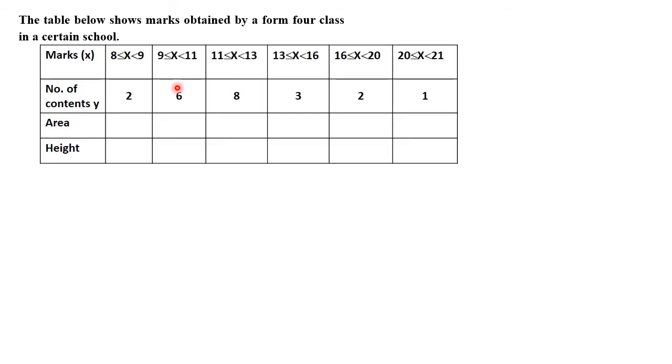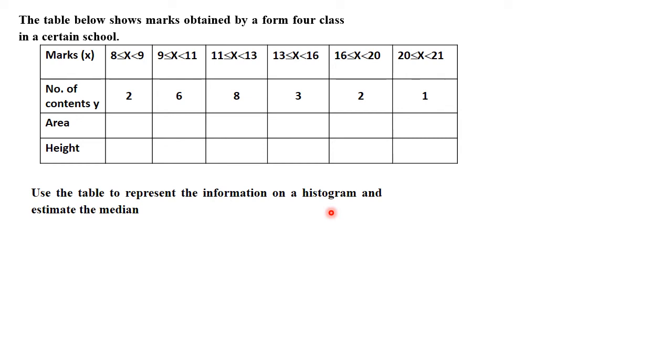Now, we are told the table below shows marks obtained by a Form 4 class in a certain school, and they're given there. We are given the marks in classes. We have classes, then we have the number of students, which would be our frequencies. So those who are between 8 and 9 were 2, between 9 and 11 were 6, and so on. The question is: use that data to develop a histogram and use it to estimate the median.